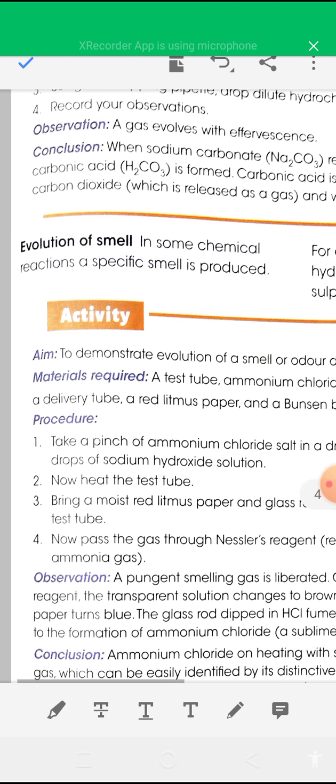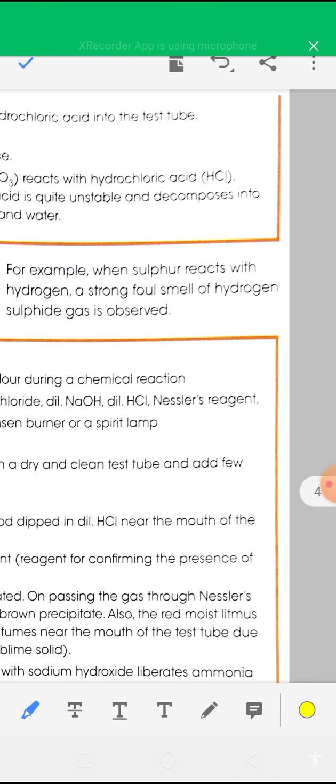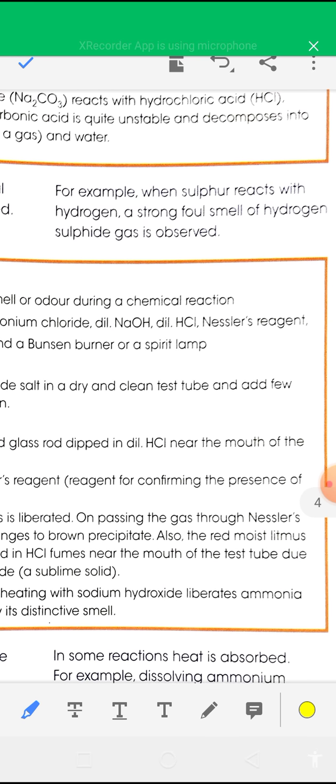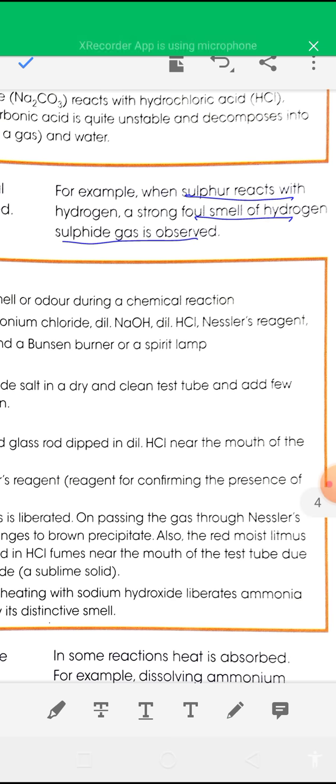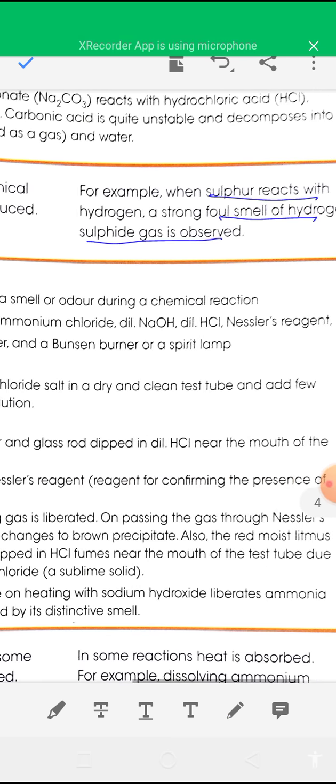And the next characteristic is evolution of smell. In some chemical reactions, a specific smell is produced. For example, when sulfur reacts with hydrogen, a strong foul smell of hydrogen sulfide gas is observed. So in this reaction, evolution of smell takes place.